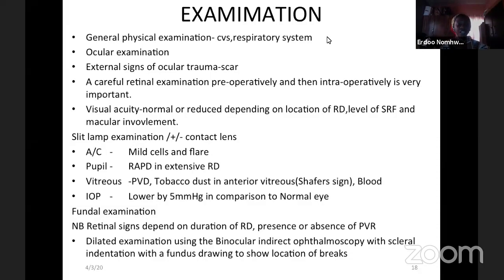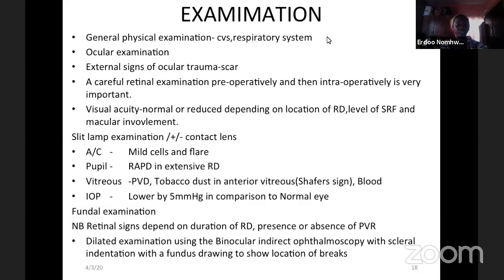Then in the lens, depending on the state, the patient may be phakic, there may be an IOL present, or maybe a clear lens, or there may be some early lens opacity. Then for the vitreous, you would actually see tobacco dust in the anterior vitreous. That's Shafer's sign, some pigmented cells. There could also be blood in the anterior vitreous, and there could also be posterior vitreous detachment if you're able to look carefully close to the optic disc.